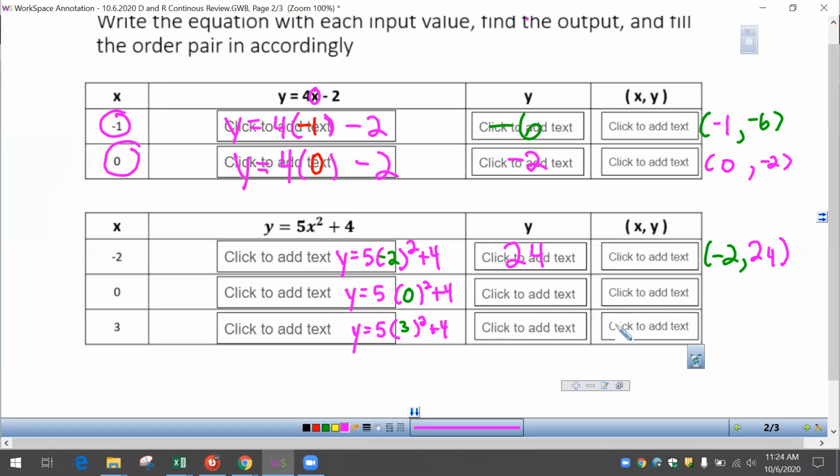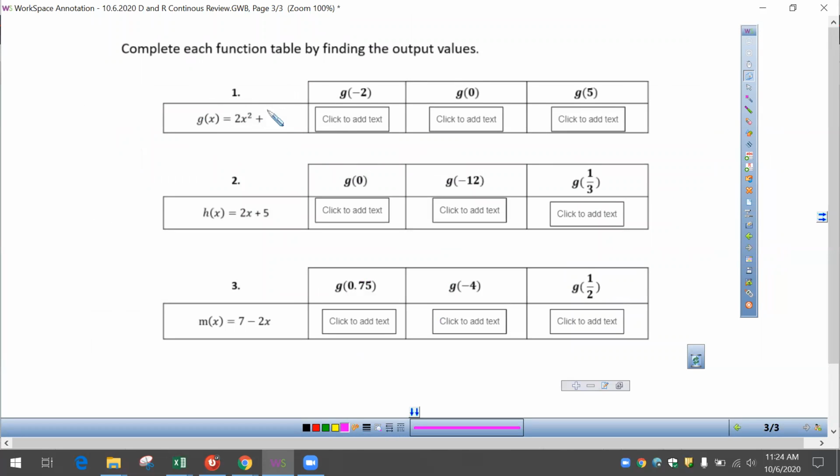So you guys can go ahead and finish these up. All right. If you go to the next slide, it's the same idea. So here they give you a function and they want to see what your output value is when x is -2. So what you'll type into the calculator is -2. What you'll type into the calculator over here is the same function, but you'll type in 0. What you'll type over here is 5.